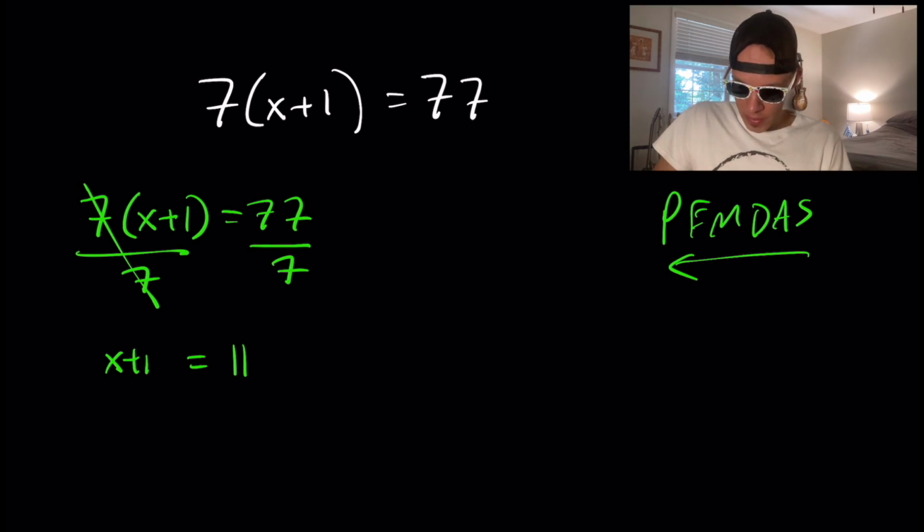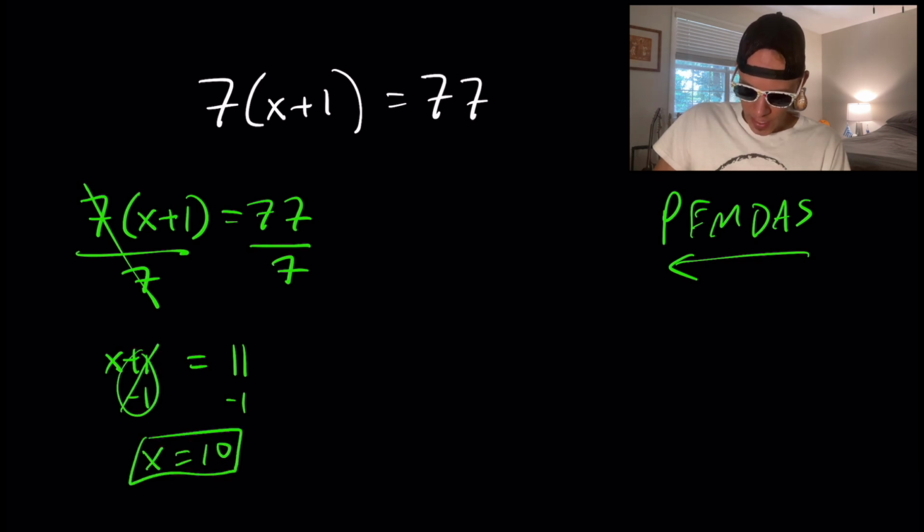So what's being done to the variable now? Well, I'm just adding 1. So I'm going to undo that by subtracting 1 from both sides. So these will cancel, and I'll be left with x is equal to 10.